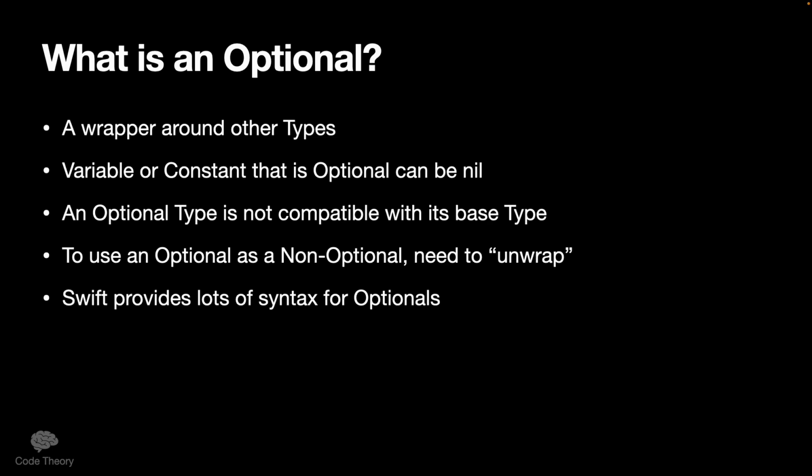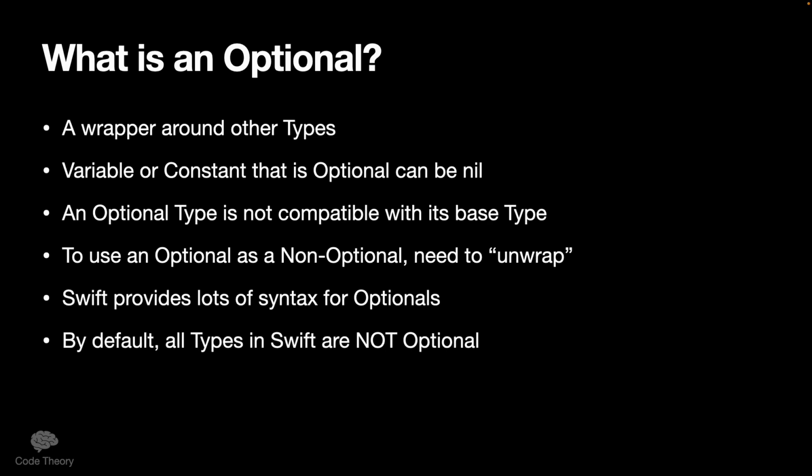And I mentioned this before, but it bears repeating for like a fifth time. By default, all types in Swift are not optional. You cannot assign nil to them. You will get a compiler error if you try to assign nil to them.